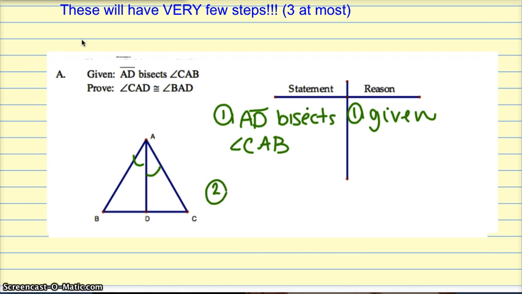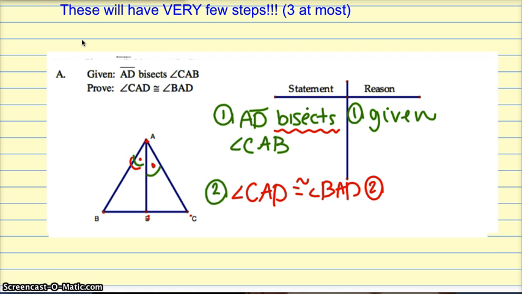I want to conclude that angle CAD, so this one, is congruent to BAD. It's a mini proof, so we already have it marked. But what is the reason that those two angles are congruent? Look back at the statement you gave. You used the word bisect. Because of the word bisect, you knew to mark those two angles congruent. So you can go as basic as definition of angle bisect.